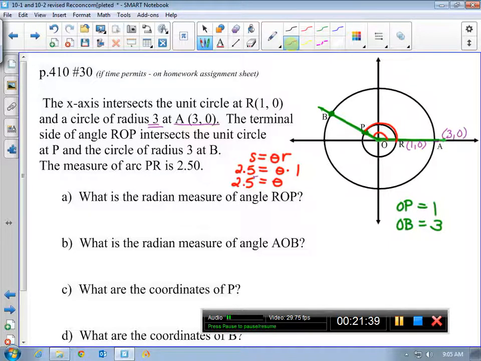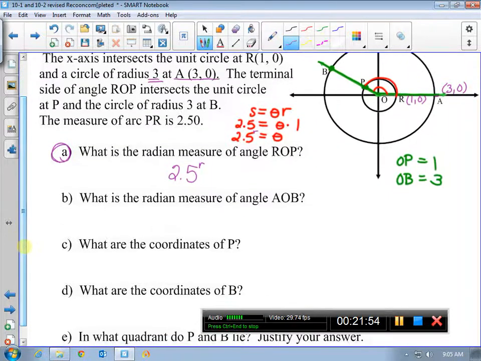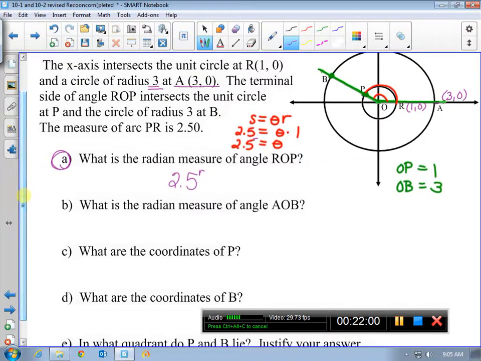Okay. Oh, excellent. First question. What is the radian measure of angle ROP? So we've already figured that out. It's 2.5 radians. Part B. What is the radian measure of angle AOB? Well, it's the same angle. It opens up the same, whether it's in the small circle or the big circle, it's still 2.5 radians.